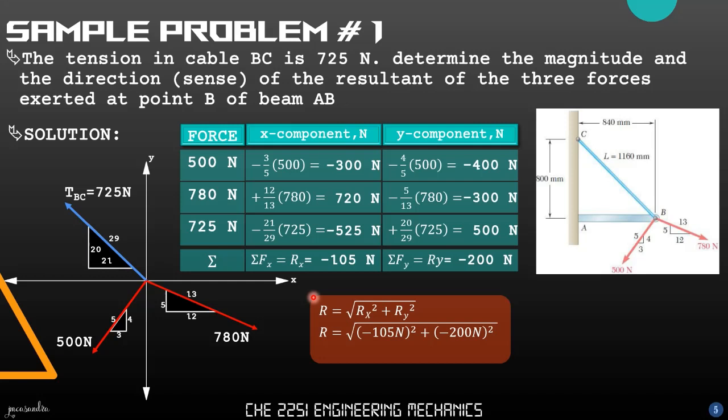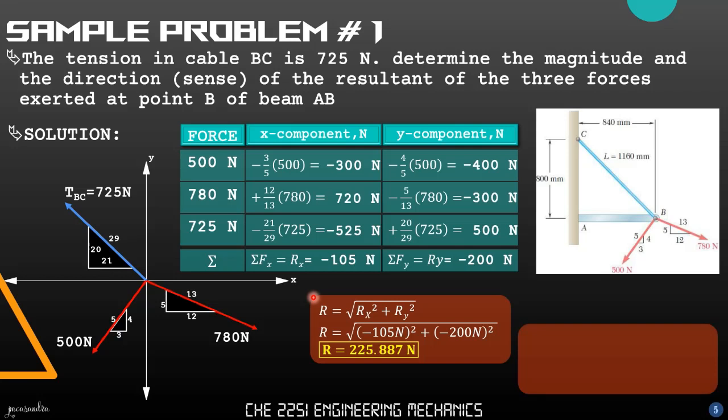Substituting the values, we will arrive at the magnitude of the resultant, 225.887 newtons. And for its direction, we apply the equation theta equals arctangent of Ry over Rx. Substituting the values computed, we solve for theta equal to 62.30 degrees, and it is below the x-axis and is directed away from the horizontal.